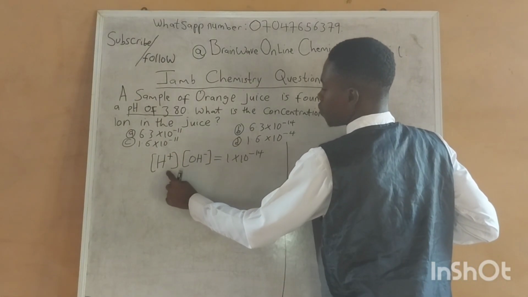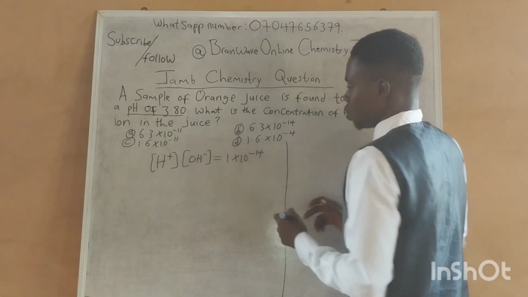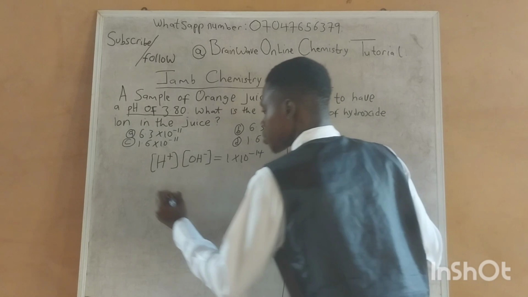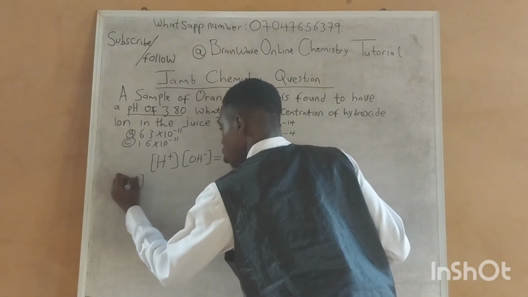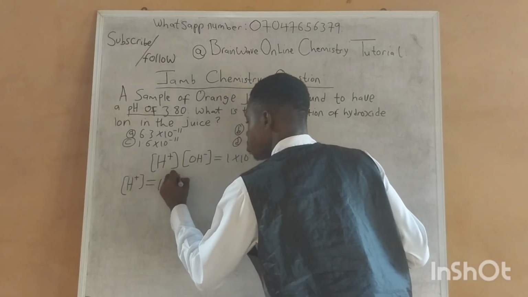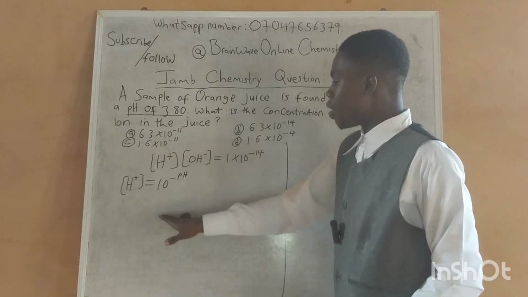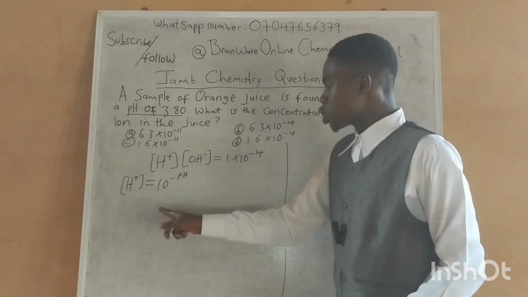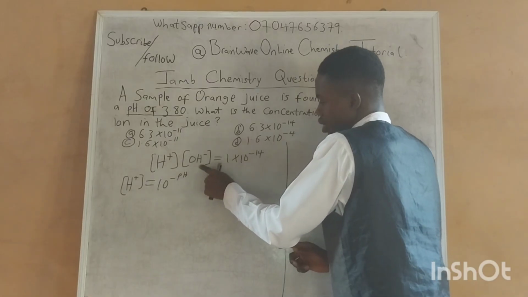But we don't know the concentration of the hydrogen ion. So I'm going to find the concentration of hydrogen ion first, using this formula, which happens to be hydrogen ion equals 10 raised to power minus pH. This is the formula that we'll be using to find our hydrogen ion, so that we input the value of our hydrogen ion here and get our hydroxide ion.